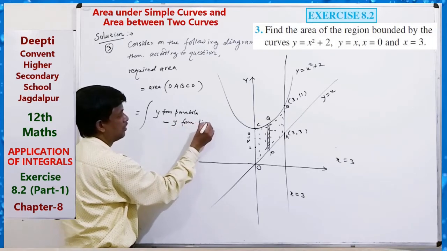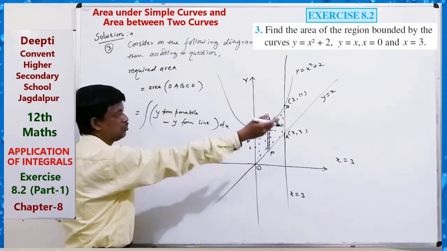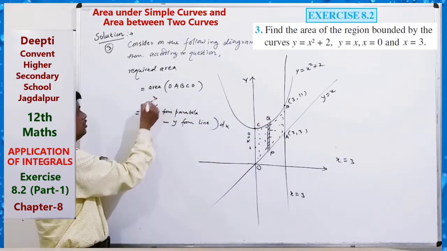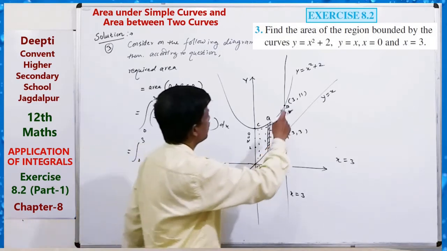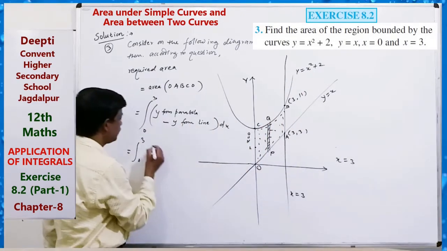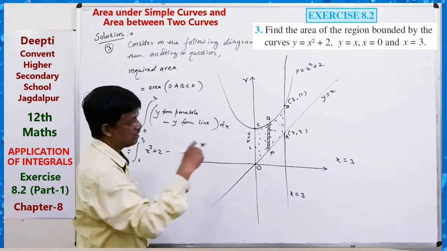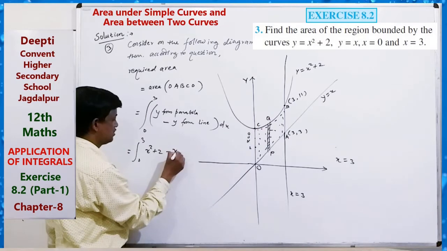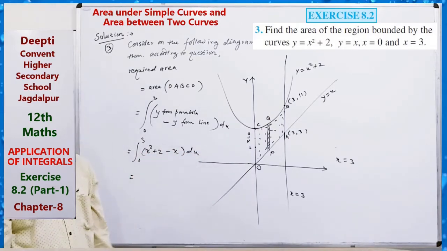Line, this y dx, limit from 0 to 3. So 0 to 3, y from the parabola, this x square plus 2, minus y from the line, x, dx. Only solve this, we can get the result.